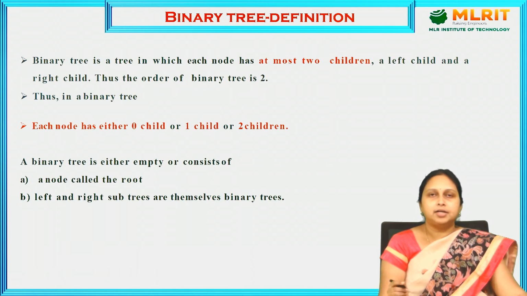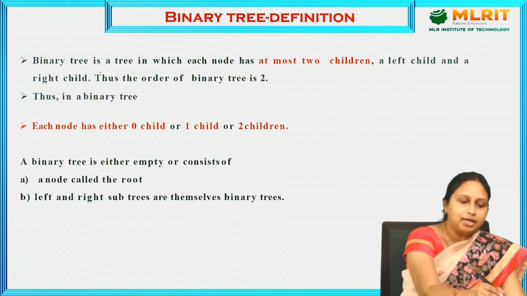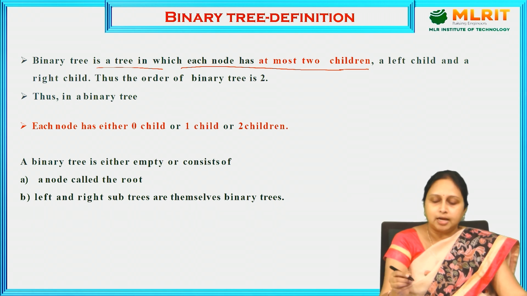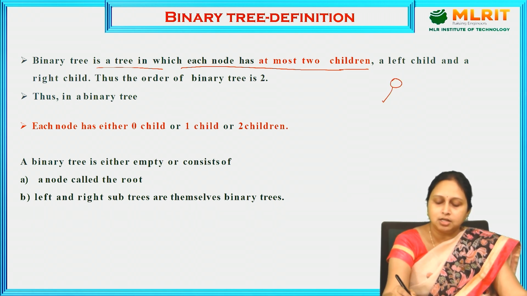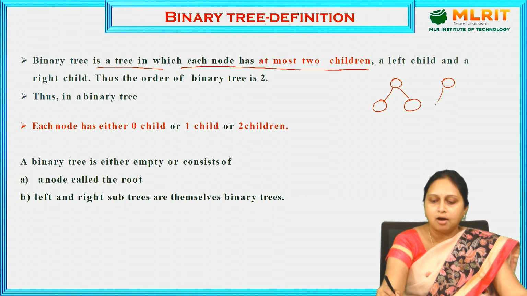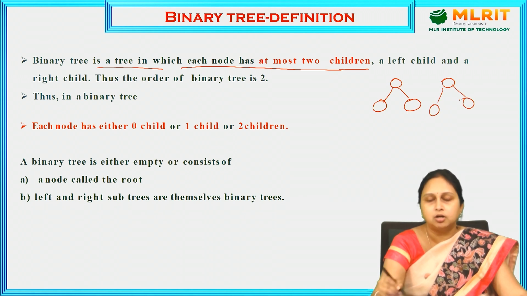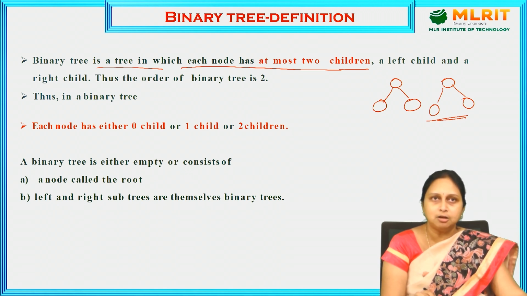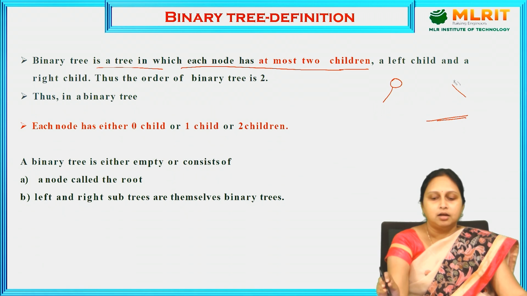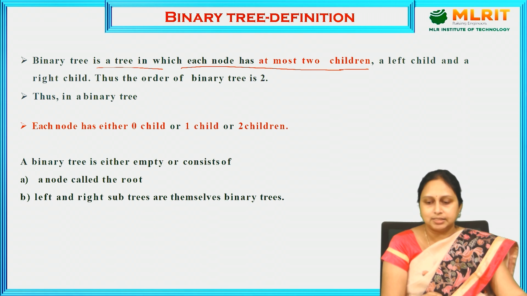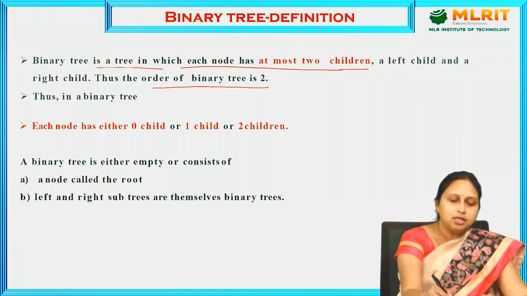Let us see the definition of a binary tree. A binary tree is a tree in which each node has at most 2 children. That means for a node, it may have at most 2 children. It may not have any children, that is one case, or it may have 1 child, or 2 children. If this is satisfied, then we name it a binary tree. It has a left child as well as a right child, as we have seen in the example. Thus, the order of a binary tree is always 2.